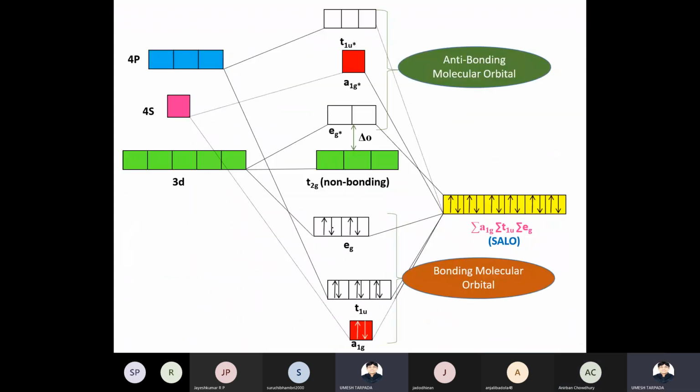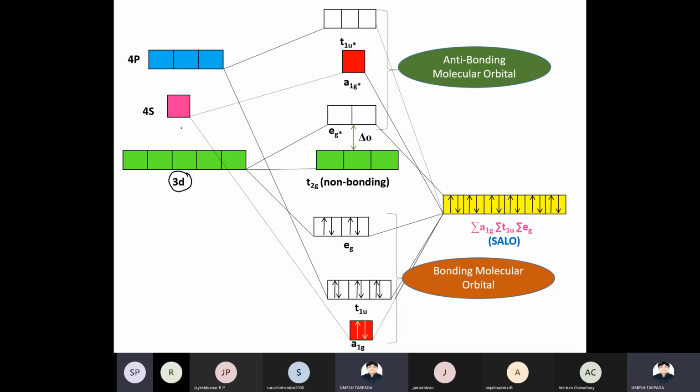Okay, now see, this is the diagram for sigma bonding. If the ligand has sigma bonding, you know that see 3d is split into how many levels? Two levels. 3d is split into two levels, that is called EG and T2G.